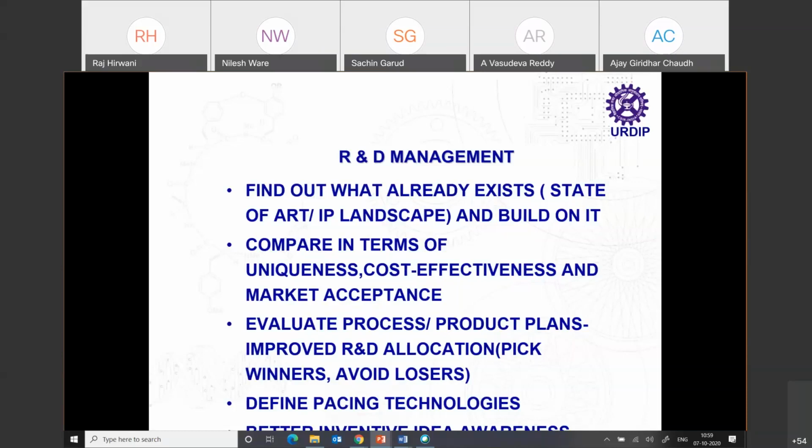So you read the documents and see the different approaches people have taken to solve that problem. And then you can compare your approach with those of others. Is it unique? Will it be cost effective? And will it find acceptance? Having done that, you can then define your process or product lines.